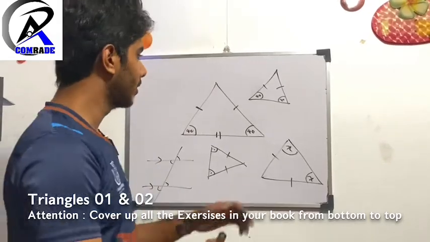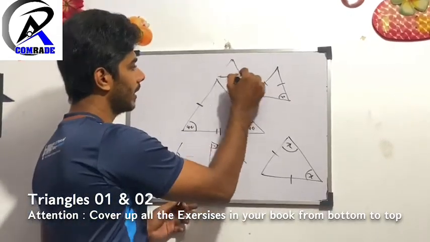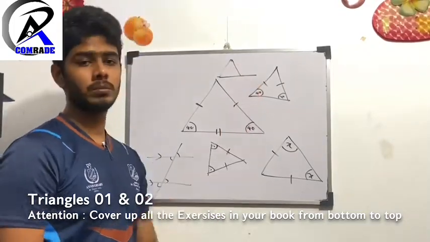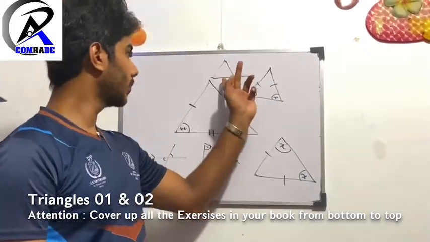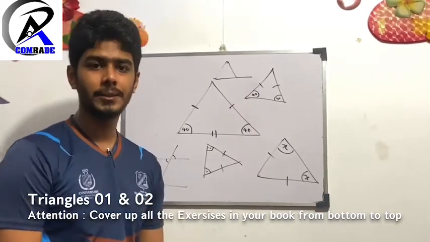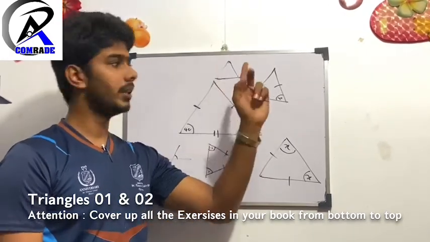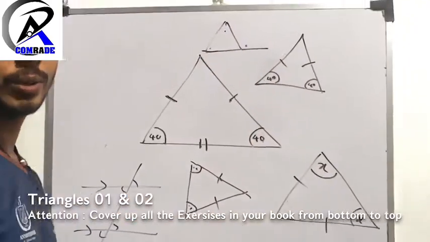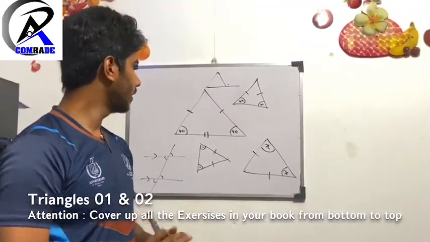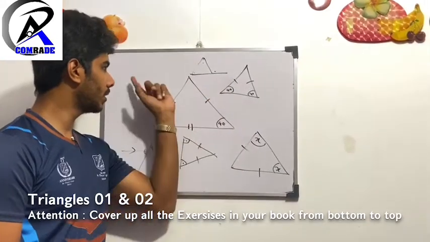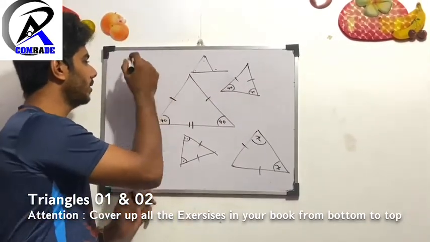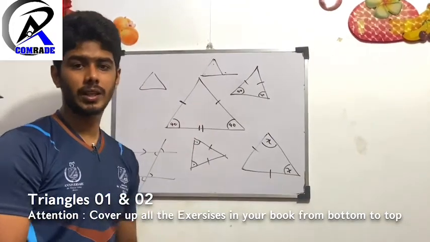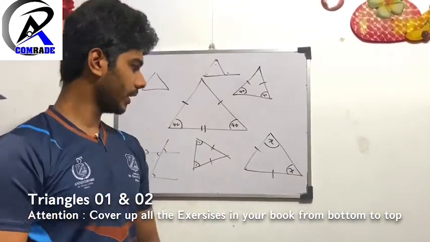What was that? In a triangle, the exterior angle formed by producing one side of the triangle is equal to the sum of the interior opposite angles. Right? So that thing, and after that we came across this triangle, whatever triangle it is, the sum of the interior angles is 180.